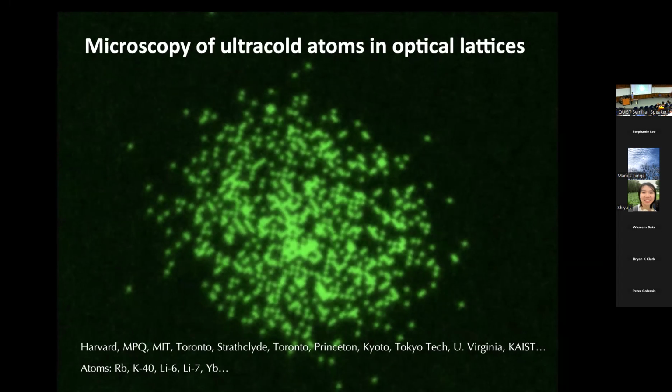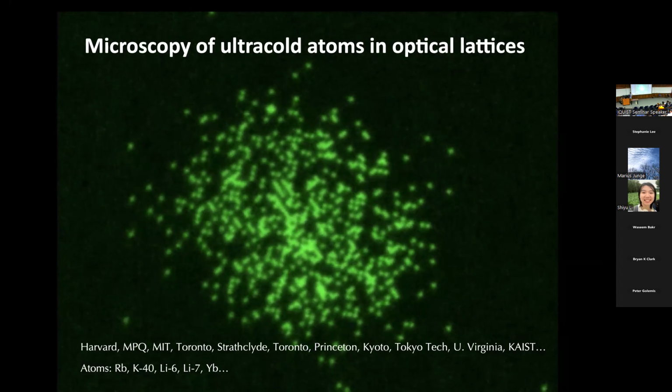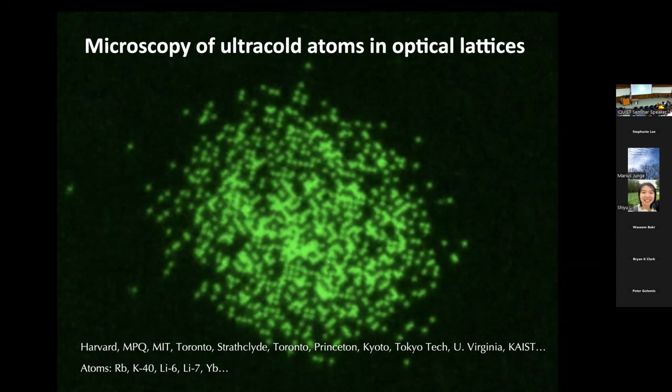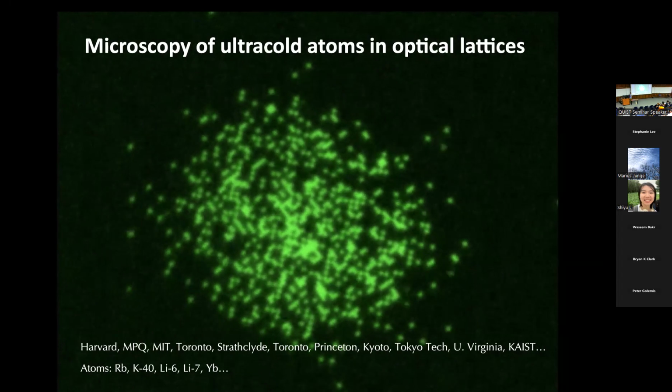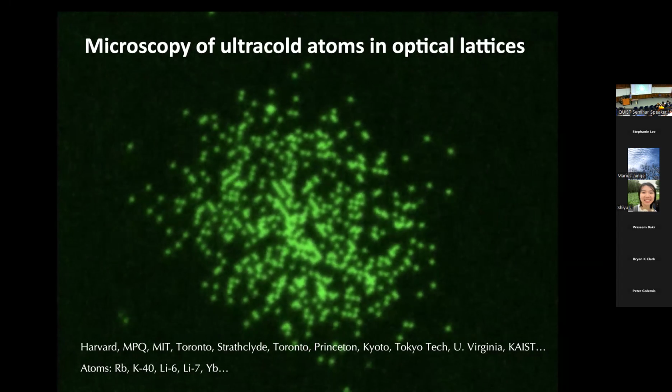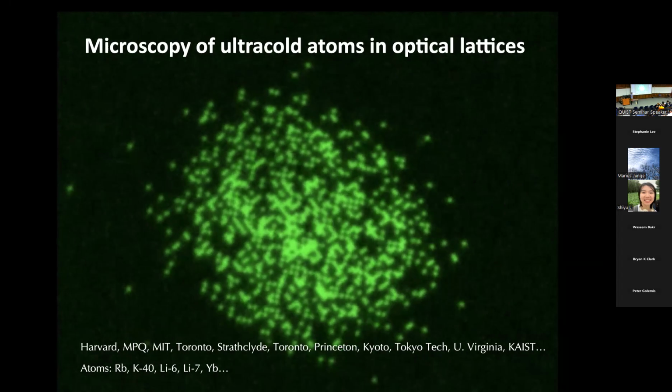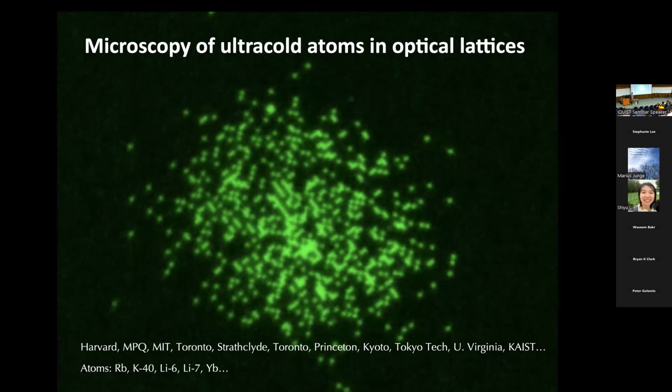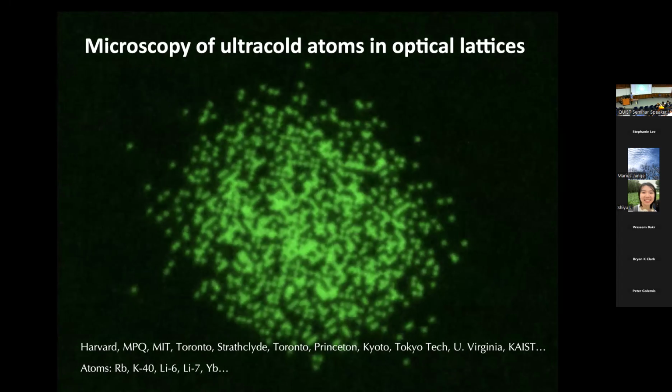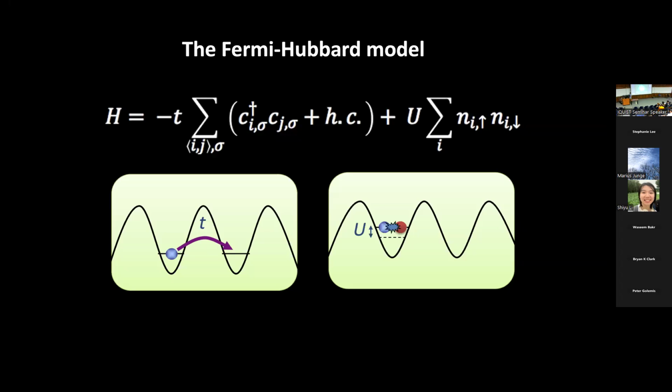So you can characterize the many-body wave function in a way that's not possible in condensed matter physics. And this is a technique that, as Jake said, we started back in 2009 at Harvard, for bosons and then for fermions. And now it's spread out and being used by many groups around the world. Okay, so what sort of physics can you study with this?